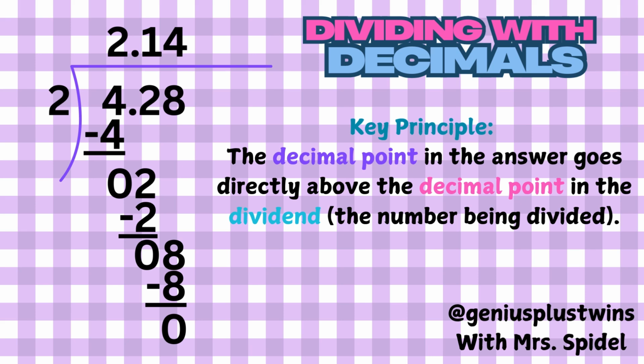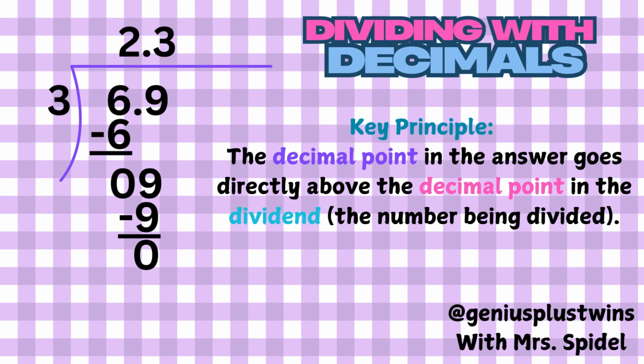One key here that is a common mistake that people make is misplacing the decimal point. So always remember, the decimal point in your answer goes directly above the decimal point in the number you're dividing. Now let's look at another example.